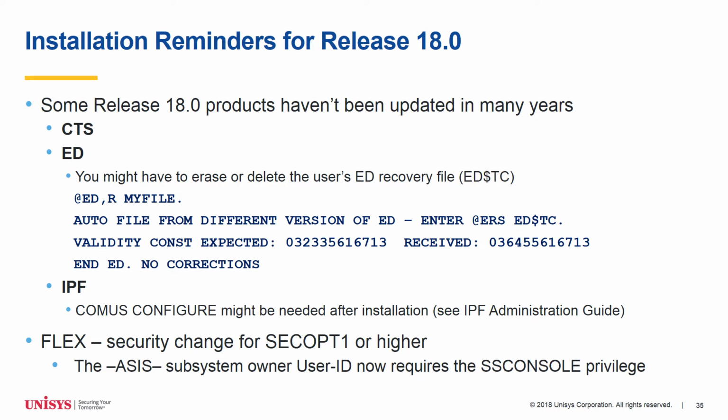On systems using security option 1 or higher, the attribute requirements for the -ASYS user ID have changed in Release 18. This user ID now requires the SS console privilege. This security privilege allows the ASYS background run to register the key-in that provides this new console interface. The security change is not necessary for fundamental security systems.